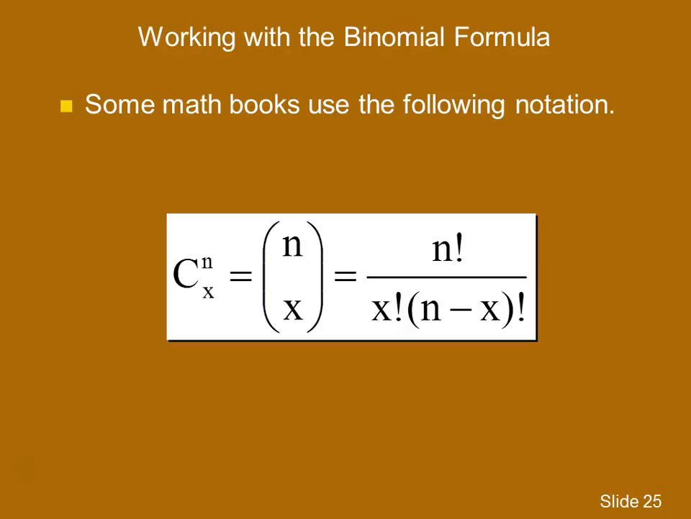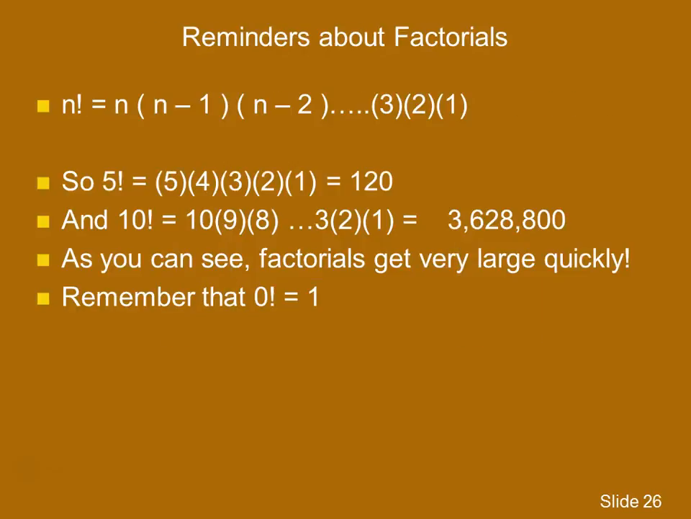Now, some of you may have forgotten from your math background what a factorial is. So let's do a quick little review of factorials. Remember that n factorial is just n times n minus 1 times n minus 2 until you get down to the number 1. That is, you take n times every succeeding smaller integer until you get to the number 1. So for example, 5 factorial would be 5 times 4 times 3 times 2 times 1, which is already 120.